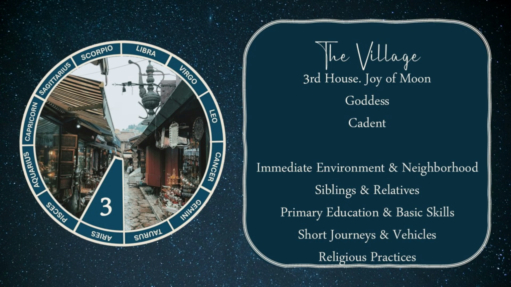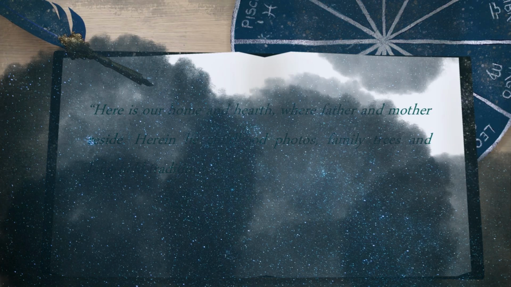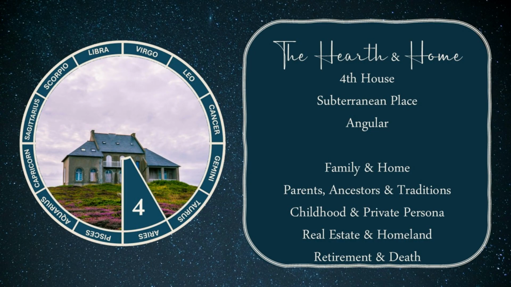Communication in general is a part of the third, and thus are letters, emails, parcels, and all other things that are part of communication. Here is our home and hearth, where father and mother reside. Herein lie childhood photos, family trees, and long-held traditions. The fourth house, a potent angular house, also called the subterranean place, is the place we grew up in, where we have lived out our childhood for better or worse. It includes the people that have raised us, most often our parents.